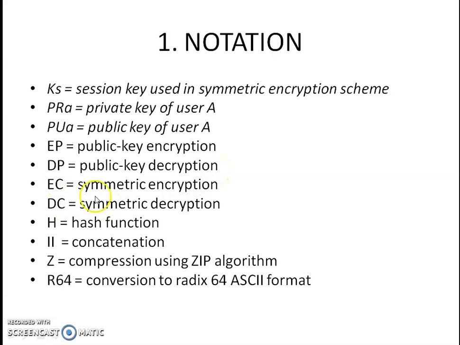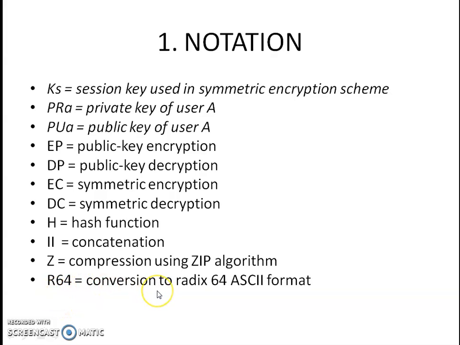Similarly, EC and DC are the symmetric encryption and decryption algorithms. H is the hash function, that is SHA-1, and then the concatenation symbol. Z is the compression, and the compression algorithm used in PGP is the ZIP algorithm.